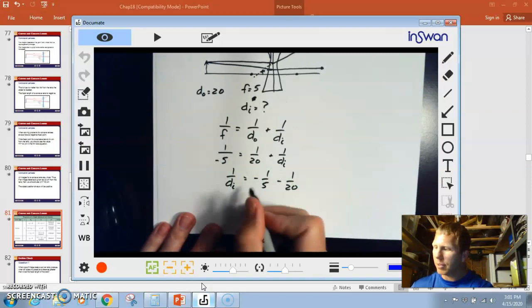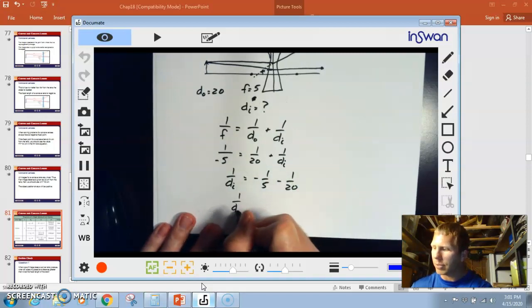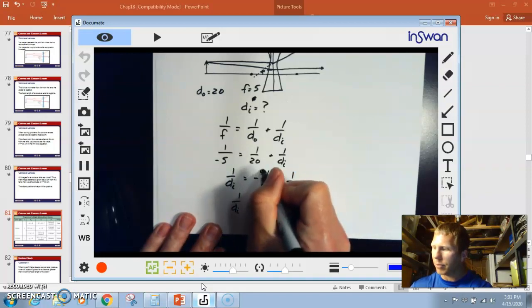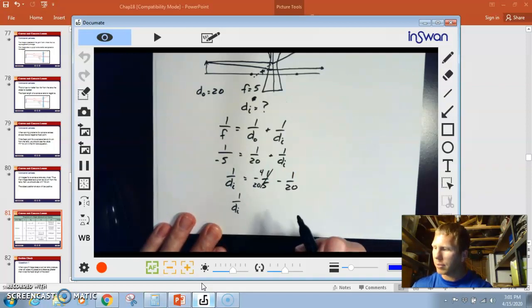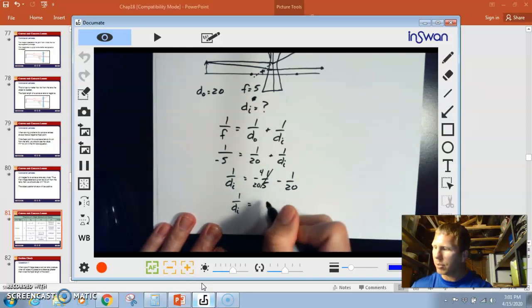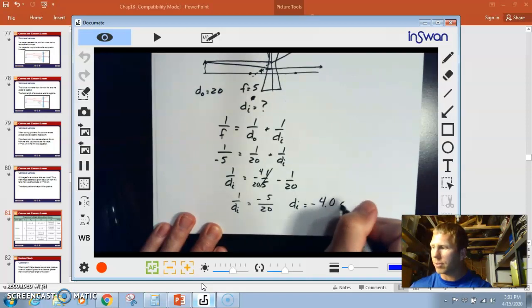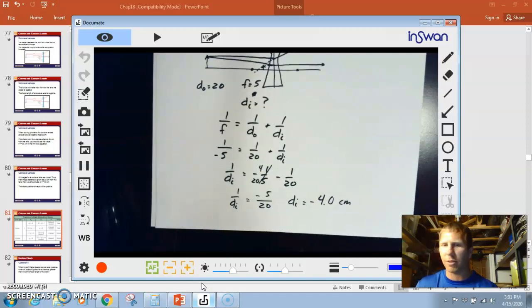And so doing the math, 1 over DI, so this is just like saying it's negative 4/20. So we would get equals to a negative 5/20. So DI would equal negative 4.0 centimeters if we did sig figs with our unit.